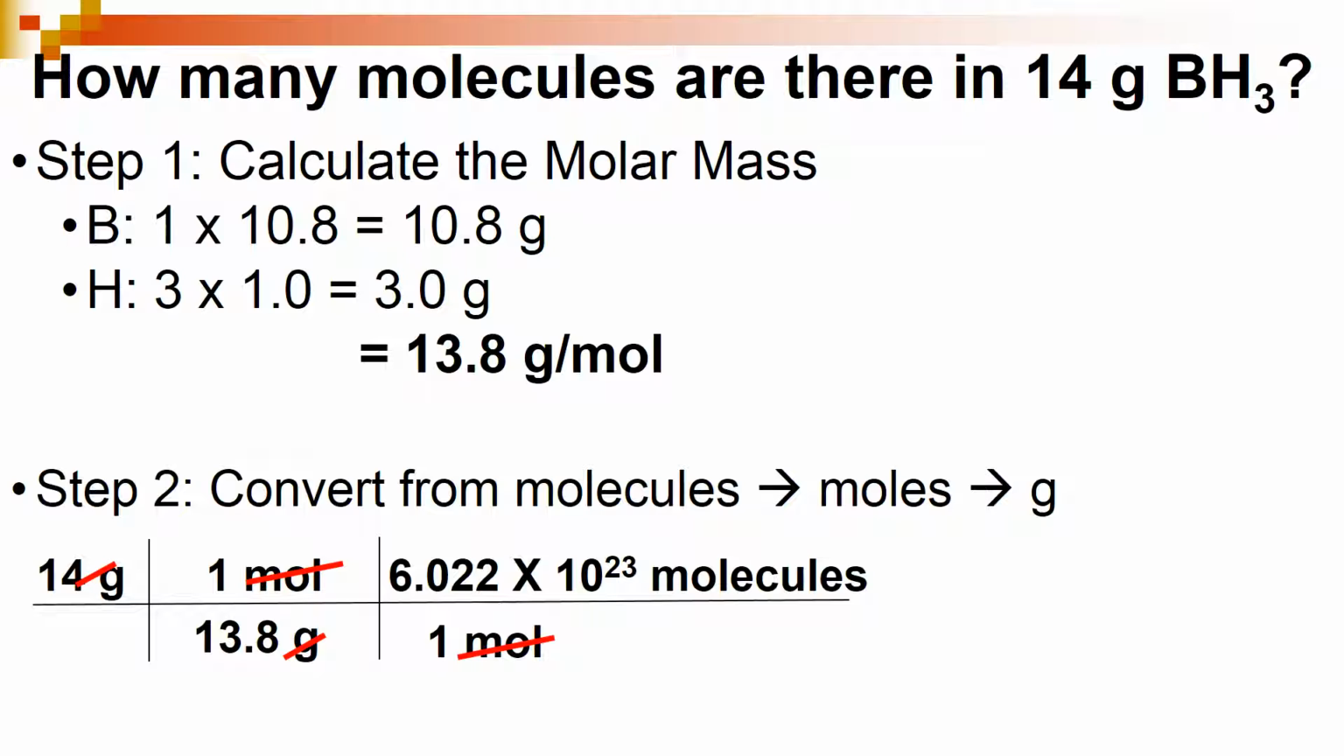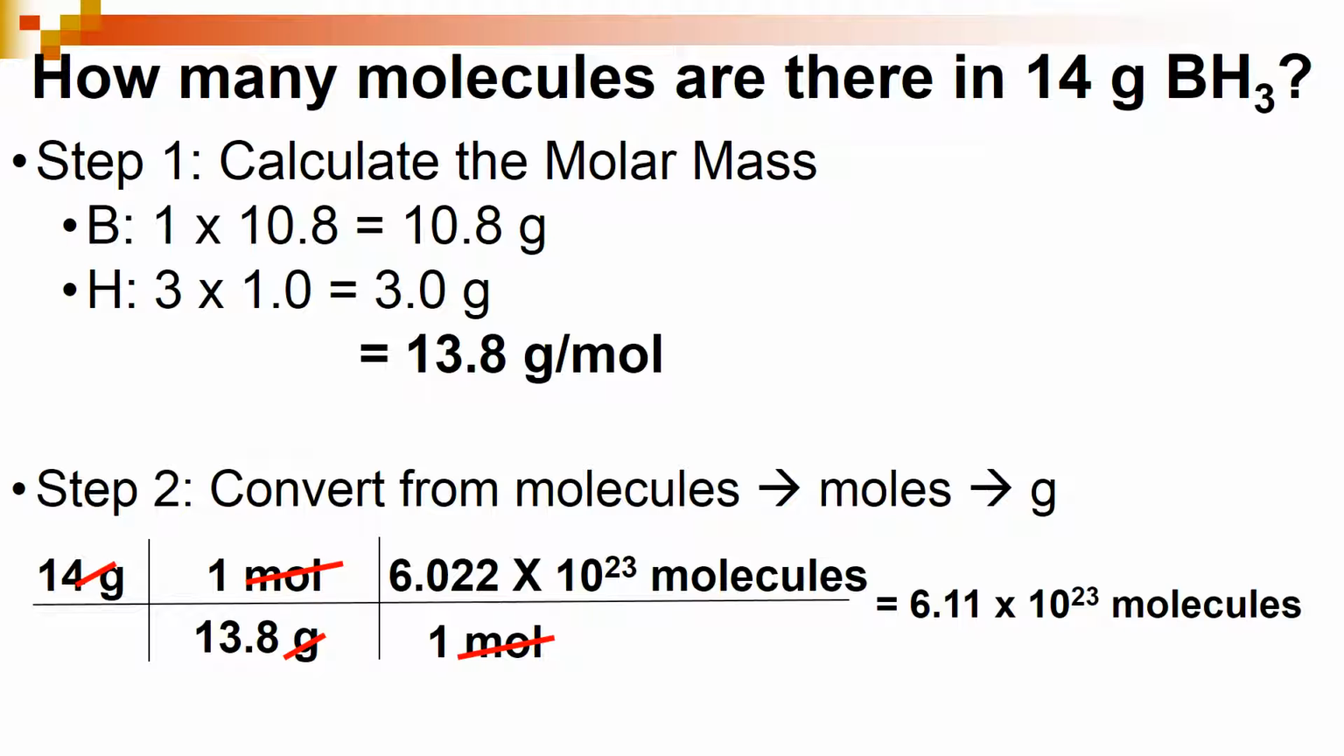So if we're converting first to moles, we need to use the molar mass. According to the molar mass, there are 13.8 grams in 1 mole of borane. Now, we're going to convert to molecules. On the top, I have moles, so on the bottom here, I have to have moles. According to the conversion, 1 mole of a substance is equal to Avogadro's number of molecules, 6.022 times 10 to the 23rd.